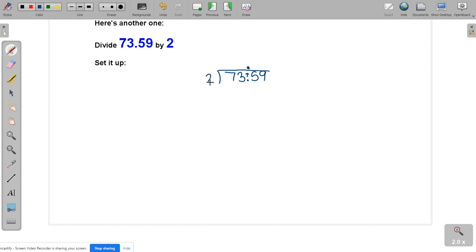And now divide. 2 goes into 7 3 times. 3 times 2 is 6. Subtract, we get 1. Bring down the 3. 2 goes into 13 6 times. 6 times 2 is 12. We subtract, we get 1. Bring down the 5.